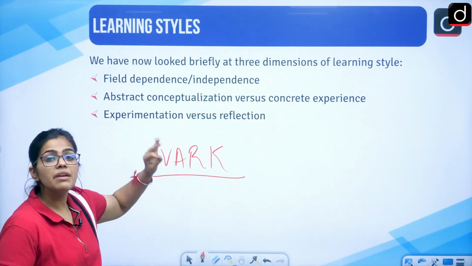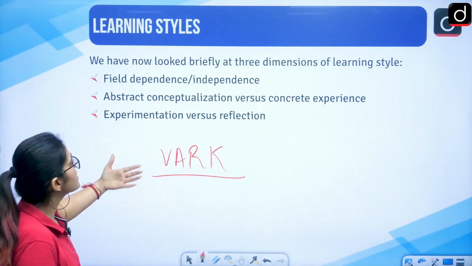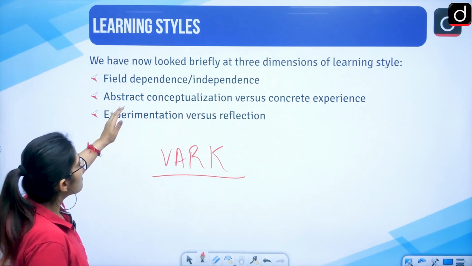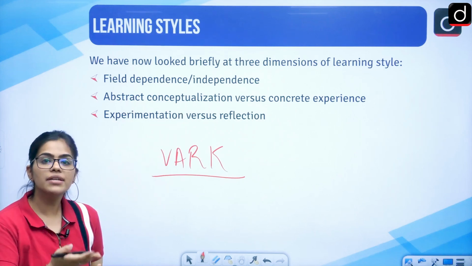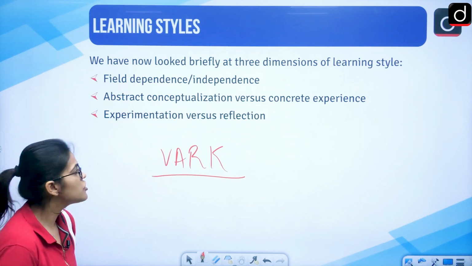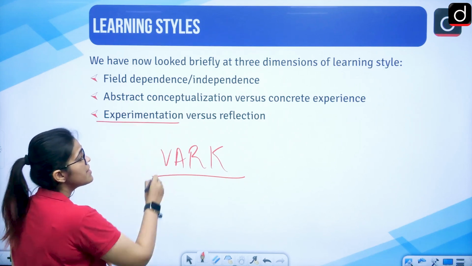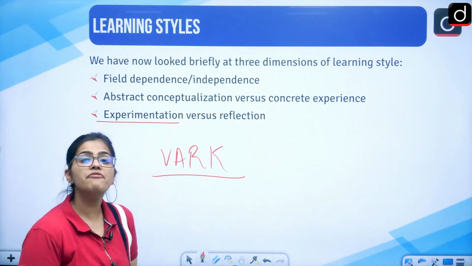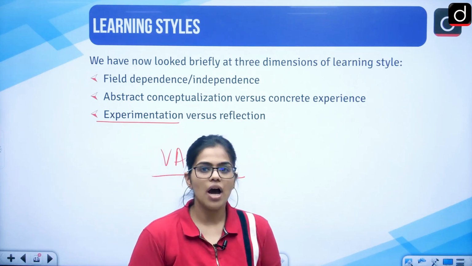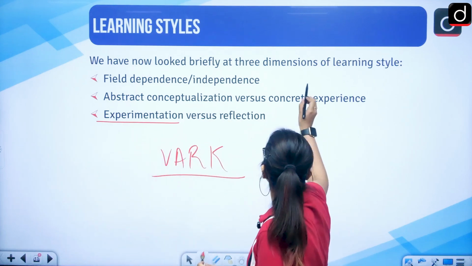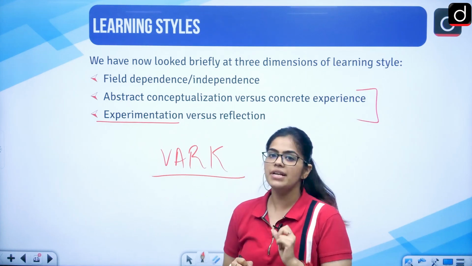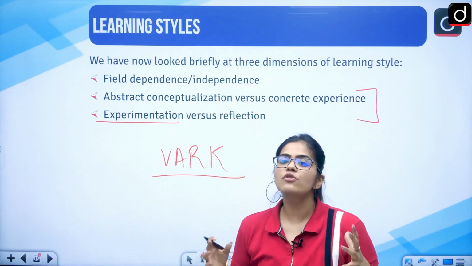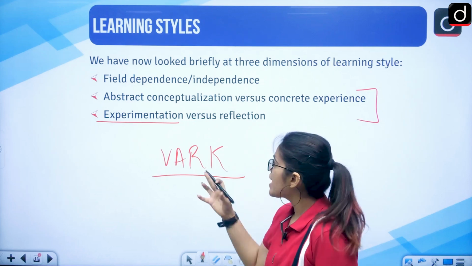Either the child can be field dependent or field independent. Abstract conceptualization can be there, or there can be concrete experiences that teach the child. There can be experimental learning or reflective learning. Now, what are these? Let us revise the last two and then talk more about field dependent and field independent, because a lot of questions are asked from that type of learning.